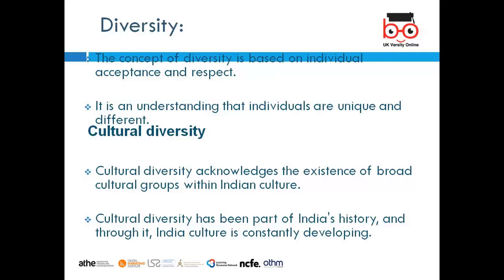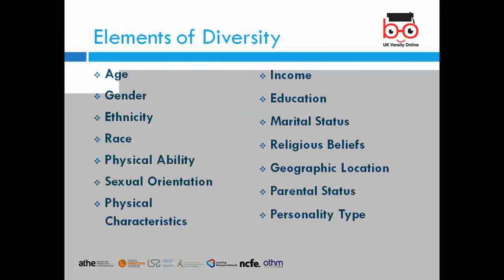Okay, cool. Now, what do we mean by diversity? The concept of diversity is based on individual acceptance and respect. It is an understanding that individuals are unique and different. We are unique and different. That's called cultural diversity. Cultural diversity acknowledges the existence of broad cultural groups, like within Indian culture, Italian culture, European culture, or any other culture. Cultural diversity has been part of history; the UK is very diverse, with more than 350 nationalities living here.